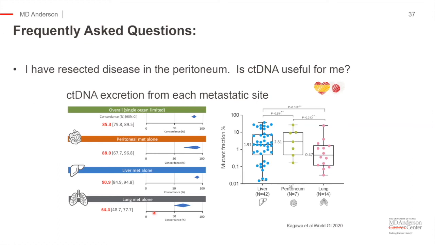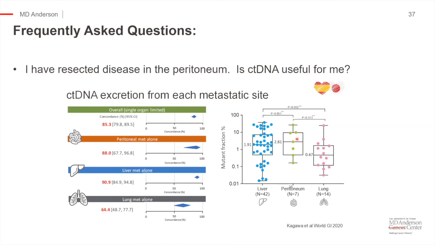I think this is a really nice study that was done by a Spanish and Japanese group that looked at the different sites of disease and how much ctDNA was released and the correlation. This is a concordance in the molecular testing and their sensitivity as a surrogate of how much is being released. And what you can see is that the liver and the peritoneum at least had a very similar amount. Lung, there was a sense that there were lower levels released.